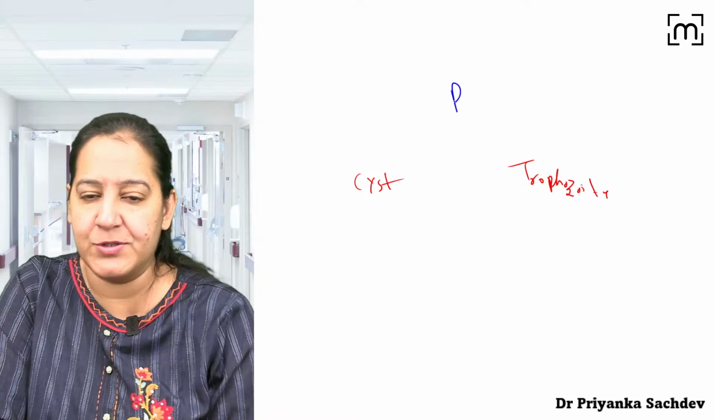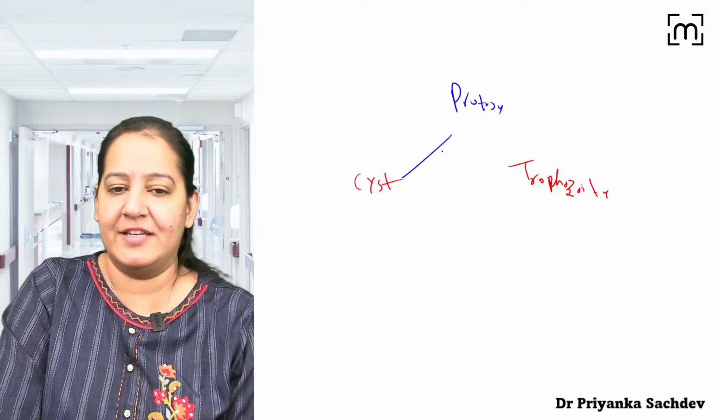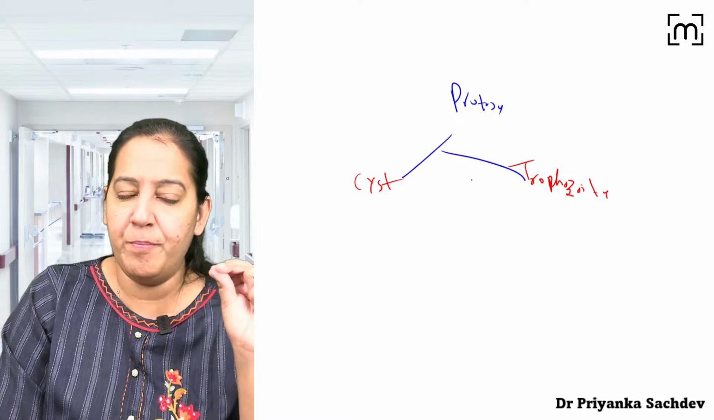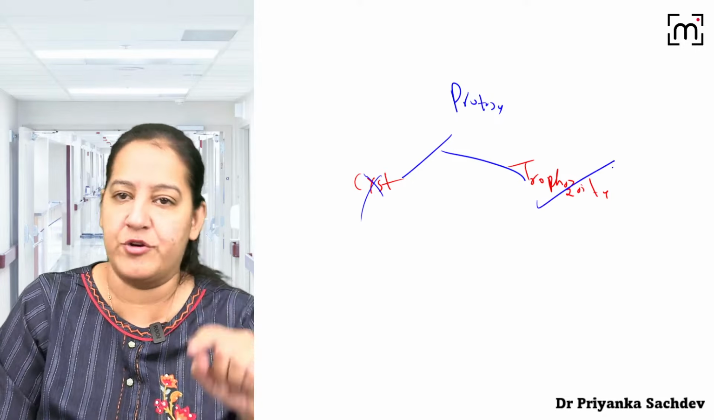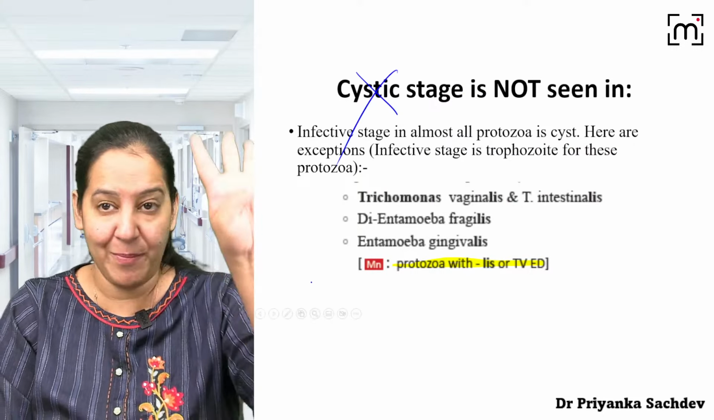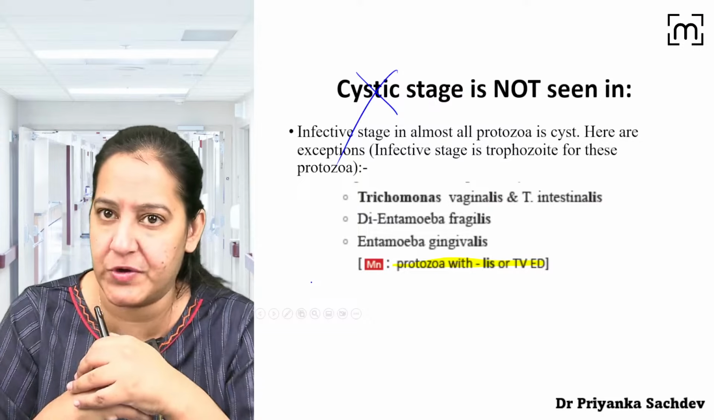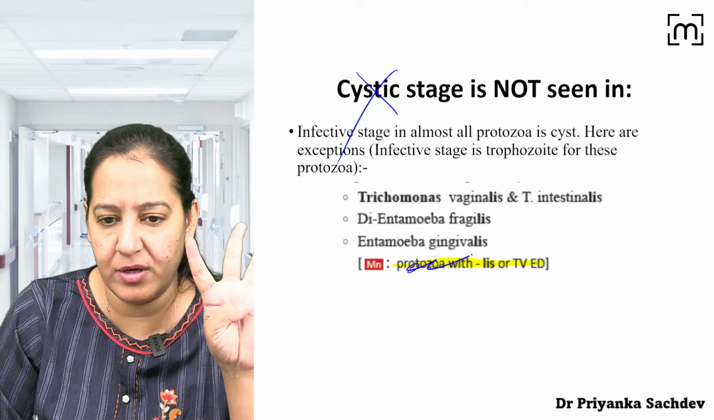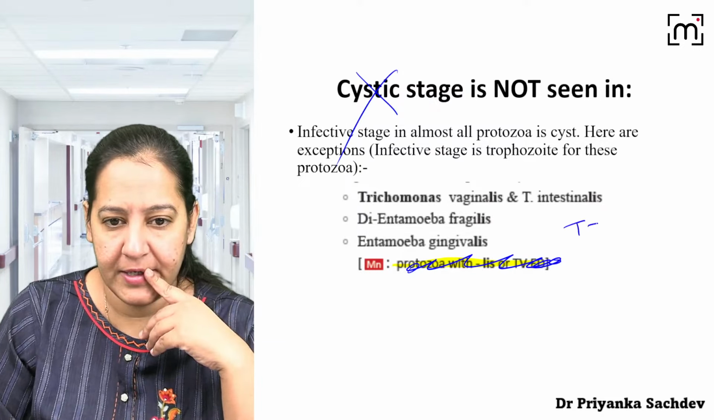We have protozoa and metazoa. So in the protozoa, we have a cyst and the trophozoite. There are only a few parasites which don't have a cyst, which have only trophozoite. So name 4 parasites which do not have a cyst. Only 4 parasites don't have a cyst. They have directly the trophozoite. Don't learn this as a list, I am giving you a mnemonic.